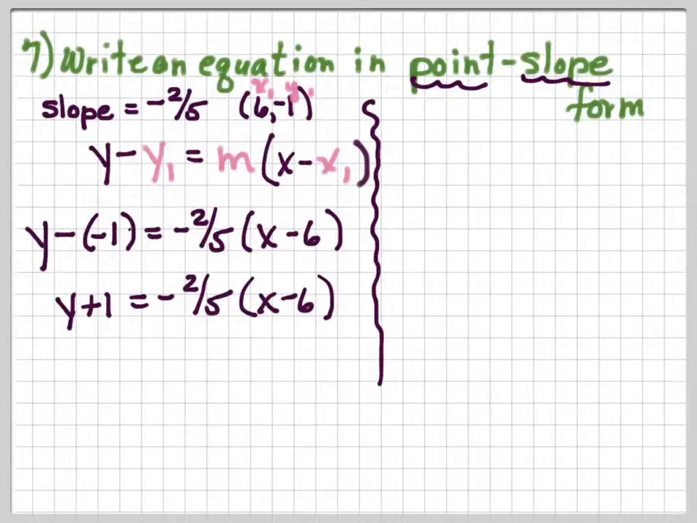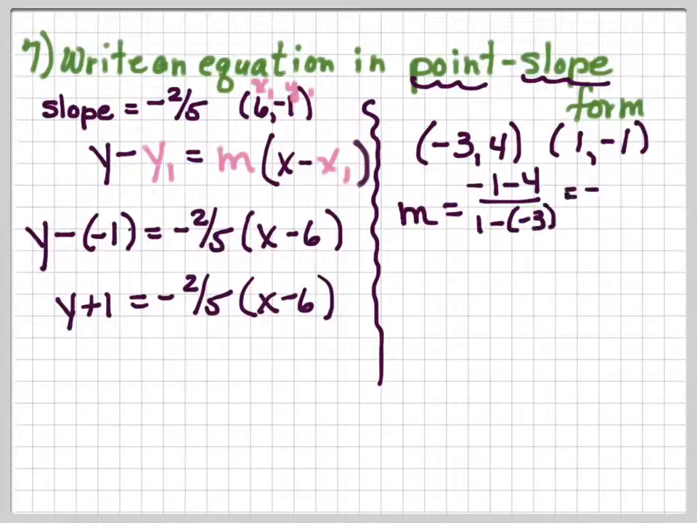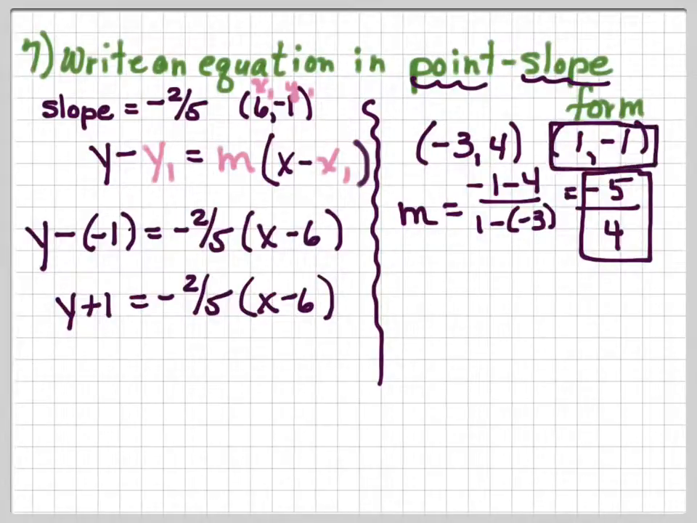All right, let's try another one. Let's say we have negative 3, 4, and 1, negative 1. Now we have 2 points. Well, in order to do point-slope form, I need a point and I need the slope. So let's calculate the slope first of all, and we get a slope of negative 5/4. I can choose either one of those points to plug in. So I'm going to choose 1, negative 1.